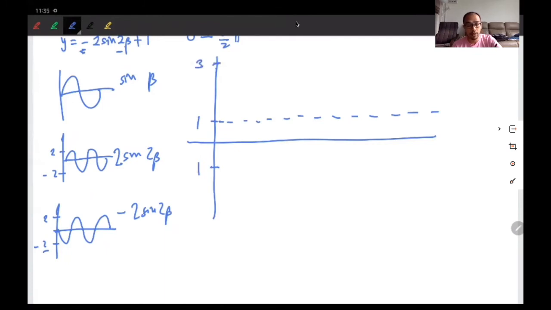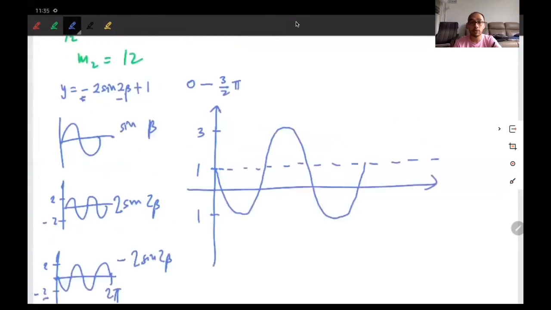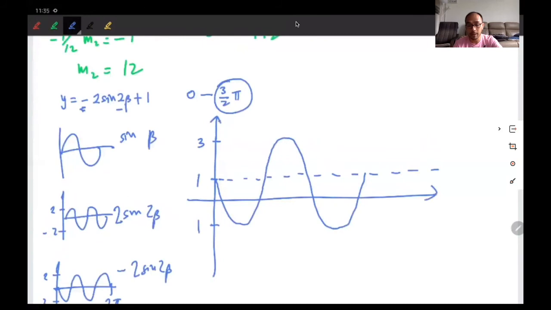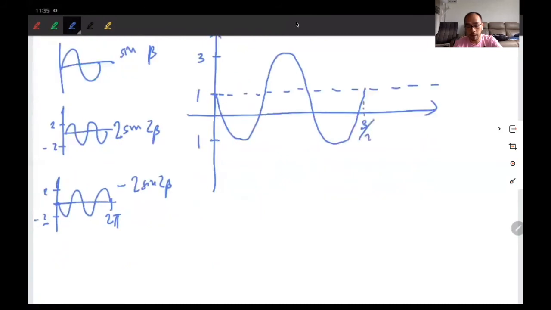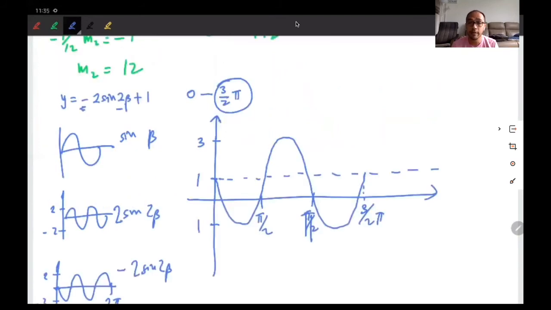You know what? I'm going to bring this a little bit lower so that it is the same length. Okay, 3. So I will get here, all the way up here. Tapi sebab ini 2 pi, I want 0 to 3 over 2 pi. So I need one up here. 3 over 2 pi. Over here is pi over 2. This is pi. Sampai sini. So this is how my graph would be like.